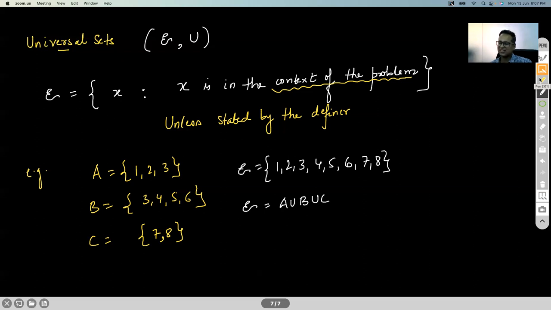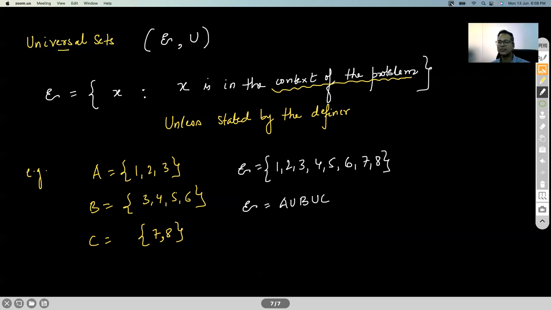Superset and universal set. Very good question asked by Sadhana. The universal set acts like a superset of all the sets present in the context of the problem. So your psi is a superset of A, psi is a superset of B, psi is a superset of C. Got it? Sadhana, is that clear? So if you want to write a universal set, you just write X is in the context of the problem.